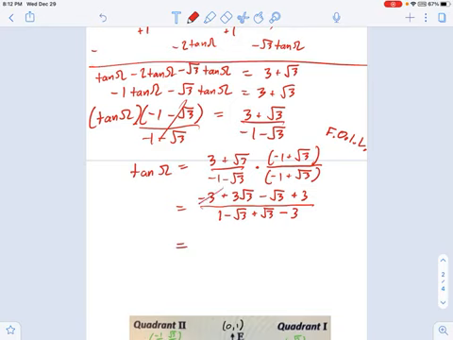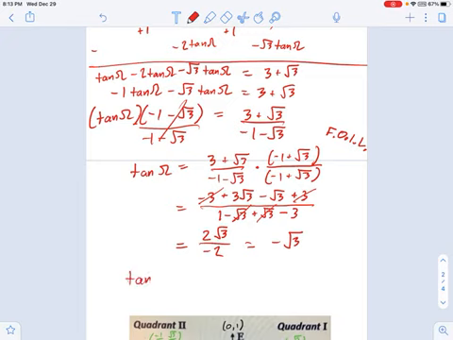Okay, so we simplify this some more. And you can see the negative 3 and the positive 3 cancel out on top. And the 3 radical 3 minus radical 3 is just 2 radical 3. And on the bottom, the radical 3's cancel out. So you just get 1 minus 3, which is negative 2. Okay, look at that. This thing just simplified way down to tangent equals negative radical 3.